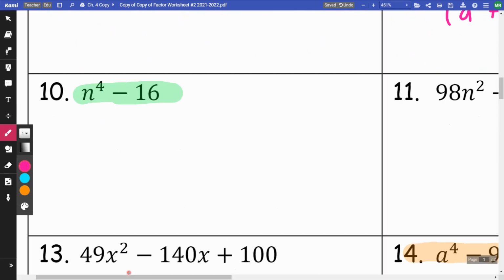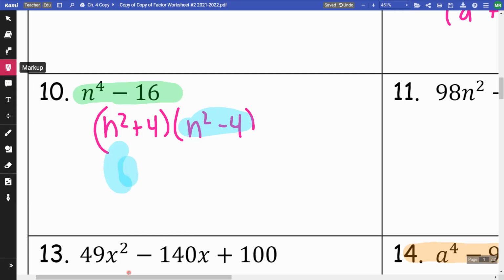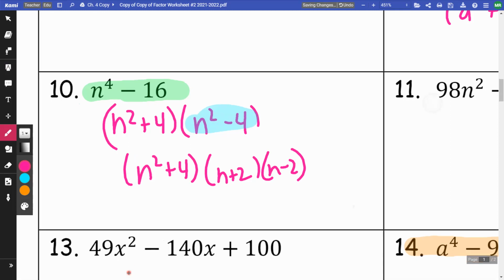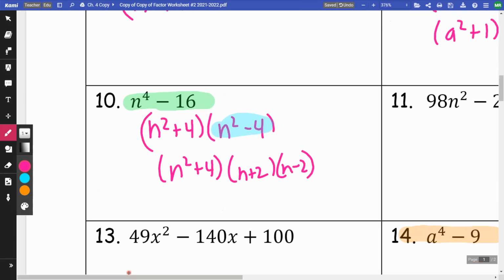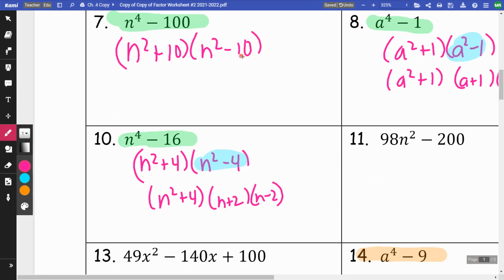One like number 10, again, n squared plus 4. Can't factor that further, but the n squared minus 4, I can. This is a difference of two squares. So I am going to have an n squared plus 4, and then my n squared minus 4 is going to be an n plus 2, n minus 2. So when you have differences of two squares with a fourth power, that means you're going to get squares. So you might get another difference of two squares. Here I did not, because 10 is not going to be a square.